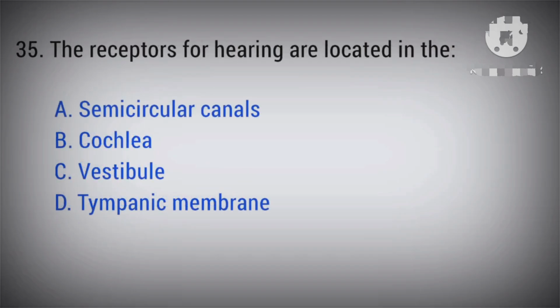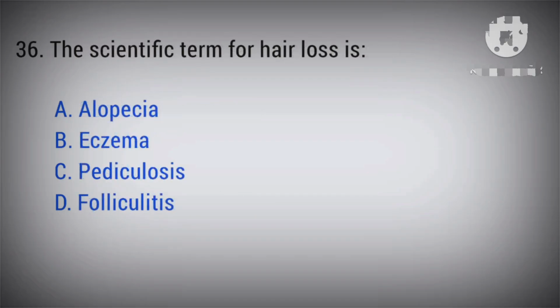Question 35. The receptors for hearing are located in the. The right answer is option B, cochlea. Question 36. The scientific term for hair loss is. The right answer is option A, alopecia.